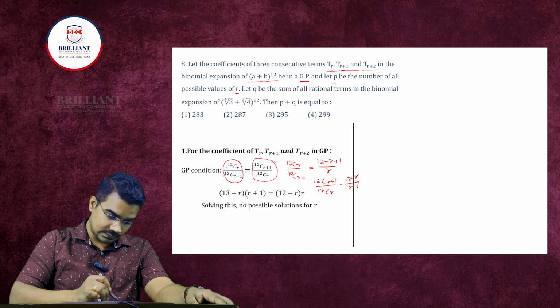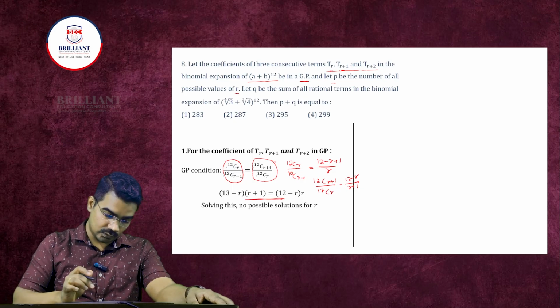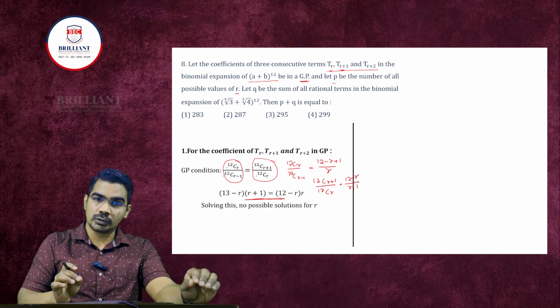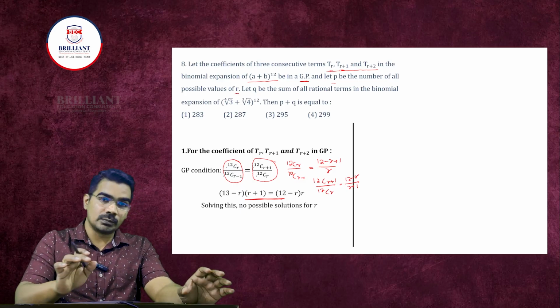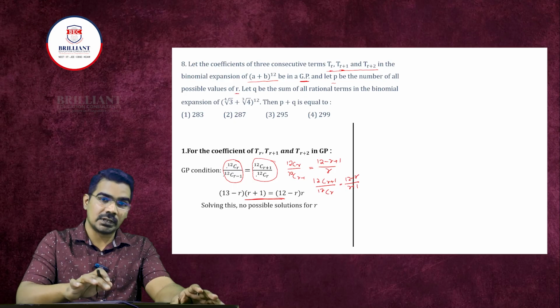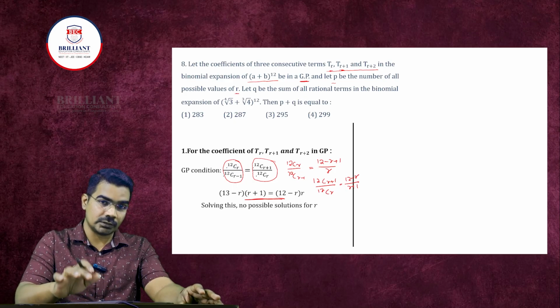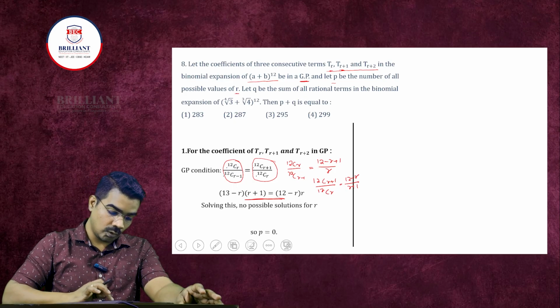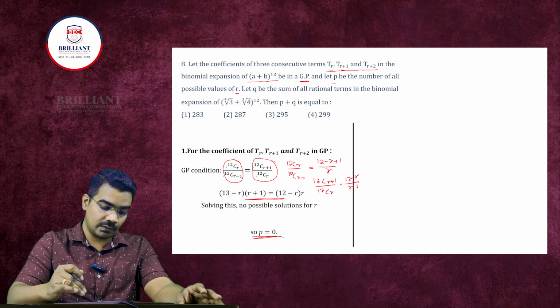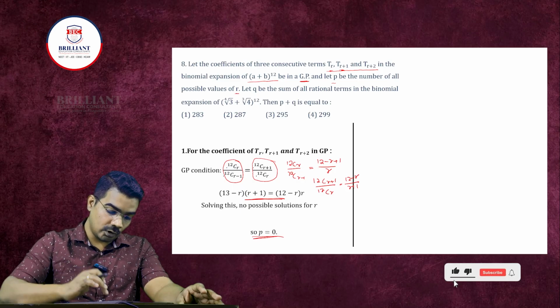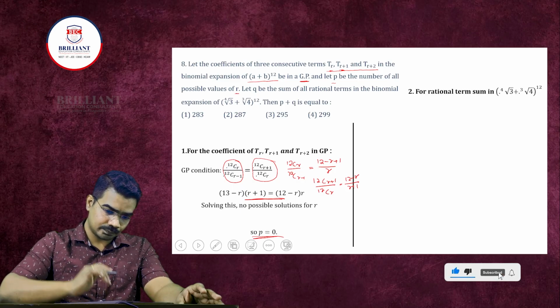So using this, we get this. Solving this, no possible solutions of R we are getting. That means no possible values of R. That means these terms are not in geometrical progression. So P will be 0. So the first section we have solved. Now moving on to the second section.